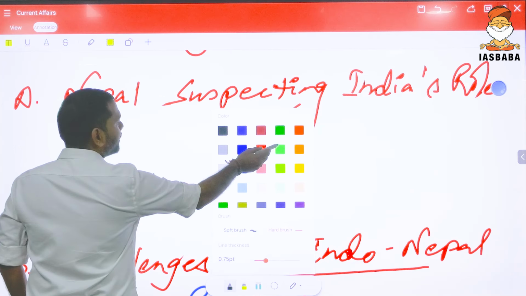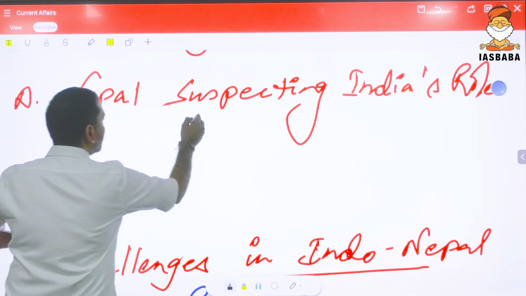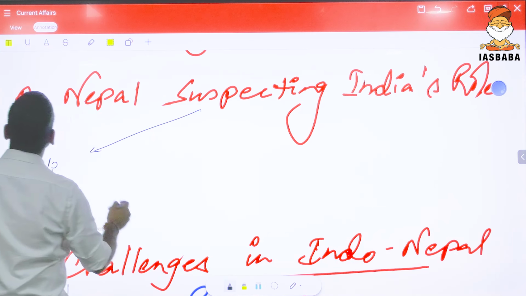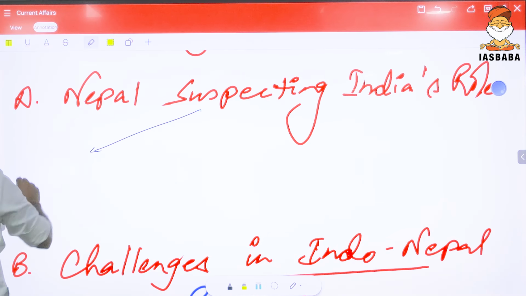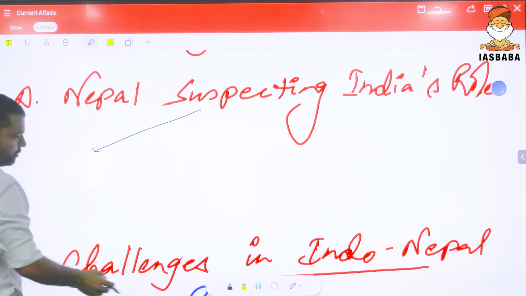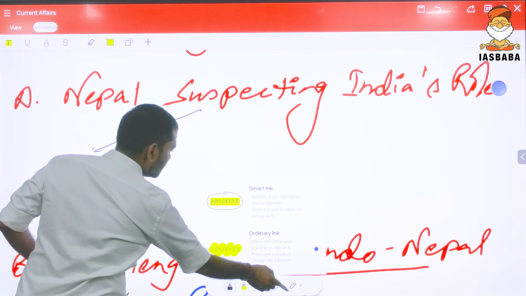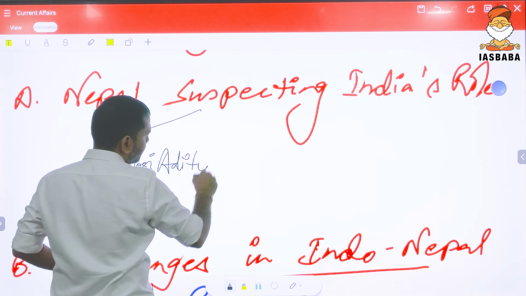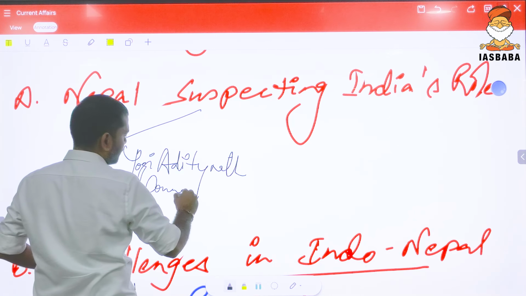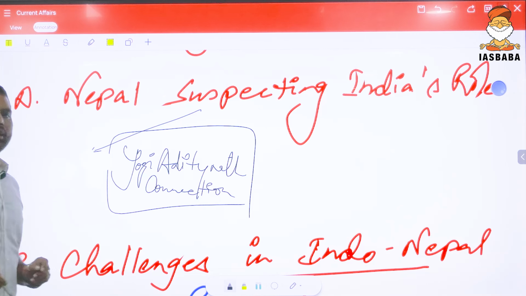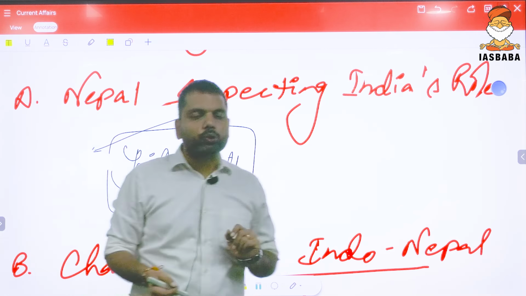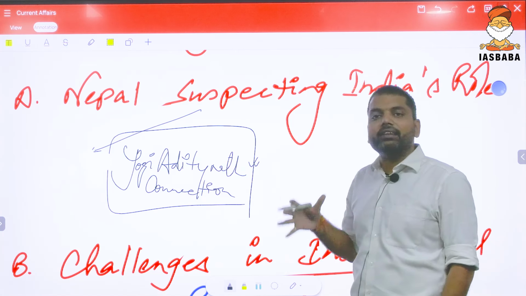What are those things? Yogi Adityanath connection. Now over here, what happens is that in the protest that was going on in Nepal, the protesters were carrying the Yogi Adityanath poster.